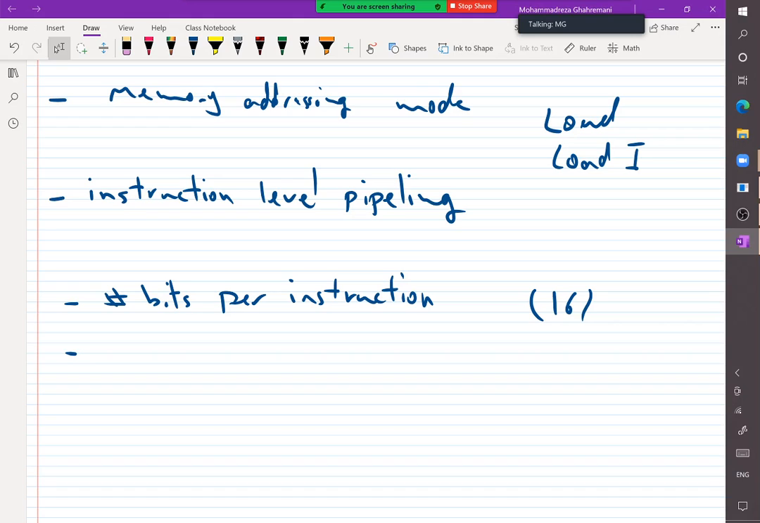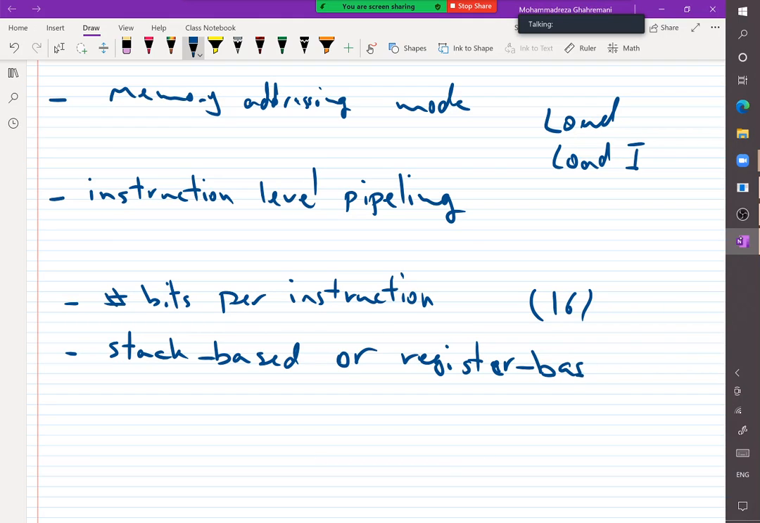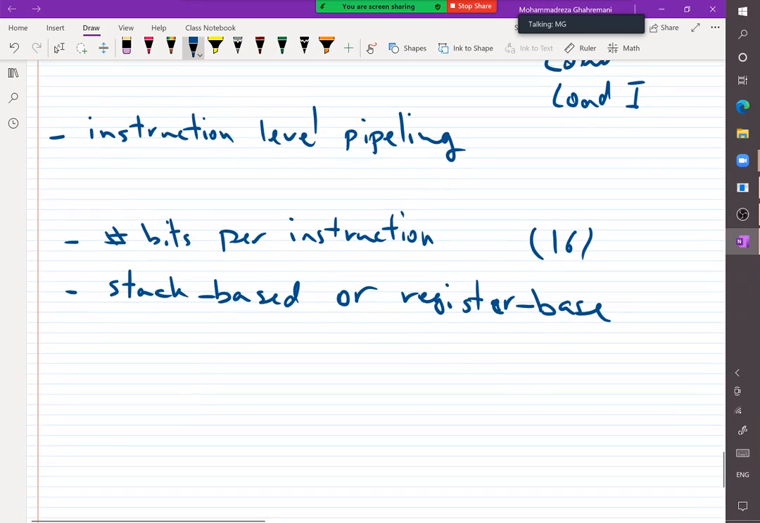Then the second differentiation is whether the instruction is stack based or register based. We will talk about the stack soon. So is the instruction stack based or register based? The next one is the number of operands per instruction.